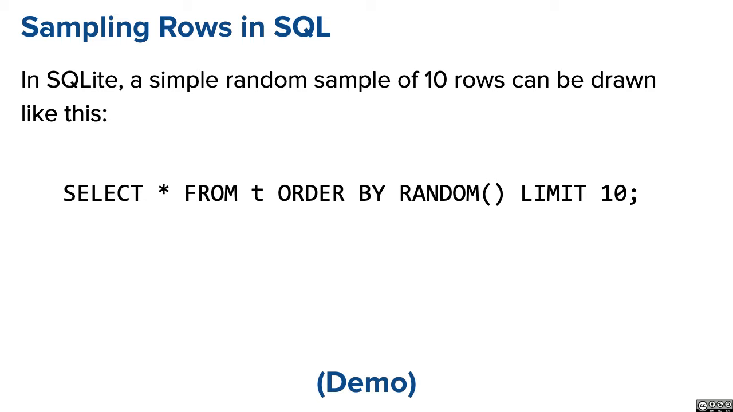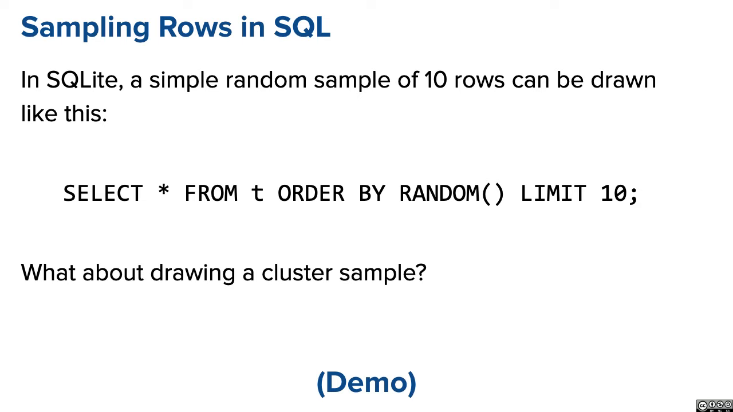Okay, so this query here says, put my rows in a random order, and then give me the rows that appear in the top 10 positions. Okay, so that'll give me a simple random sample in SQL. You can actually also do a cluster sample in SQL or more advanced sampling techniques. I'll show you how to do a cluster sample in SQL because it turns out to be pretty useful in real life. Okay, let's do that.